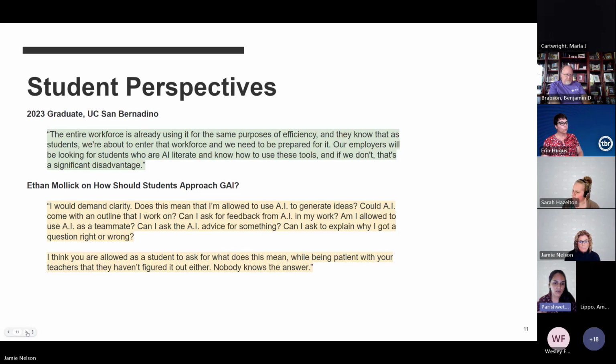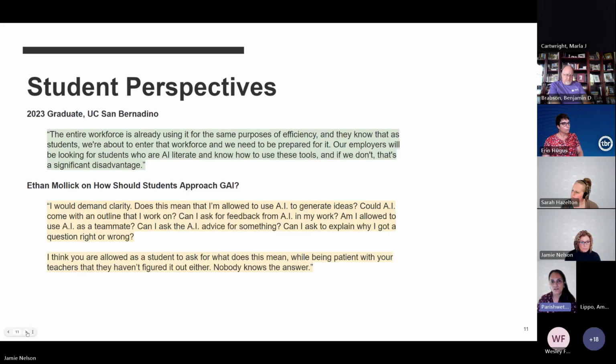Does this mean as a student that I'm allowed to use AI to generate ideas? Could AI come up with an outline that I can work on? Can I ask for feedback from AI? Am I allowed to use AI as a teammate? Can I ask AI advice for something? Can I ask it to explain why I got a question right or wrong?